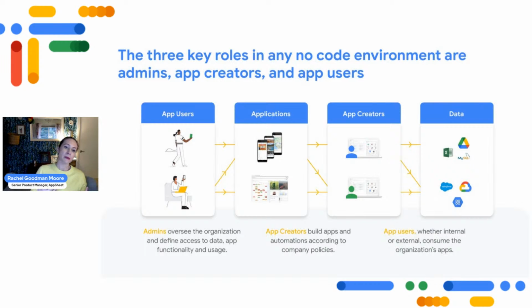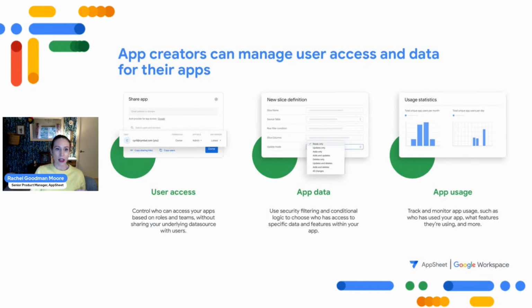So admins are responsible for overseeing the organization. They define access to data, app functionality, usage. App creators are the people who build the apps within the scope of what admins have said they are allowed to do. And app users are the people who actually end up using those apps. And each of those three roles has things that they can and should do to ensure that AppSheet functions within the parameters of what is allowed within the horizon of IT's scope.